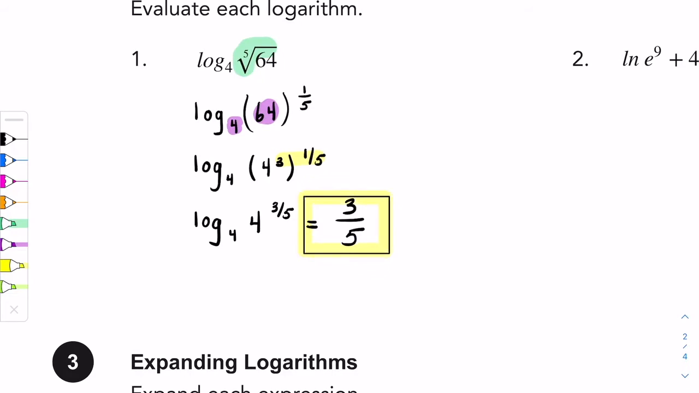Anytime you have a problem like this, you're going to see more like that. If it's a radical, change your radical to an exponent. If you have a base, try to match that base. So just a few helpful tips in order to solve problems like this.